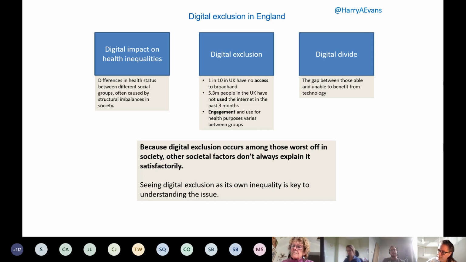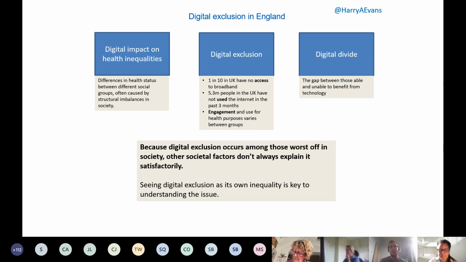And I've got a few key stats there, which you can go through yourself, but I mean, they speak for themselves. 5.3 million people in the UK have not used the internet in the past 3 months. This doesn't cover COVID, by the way. This covers a period in the last year, but it shows you that there are lots of people that aren't necessarily able to get the most out of some of this.